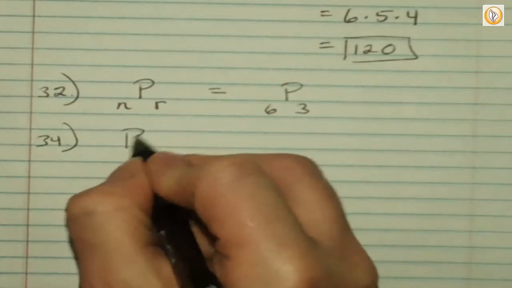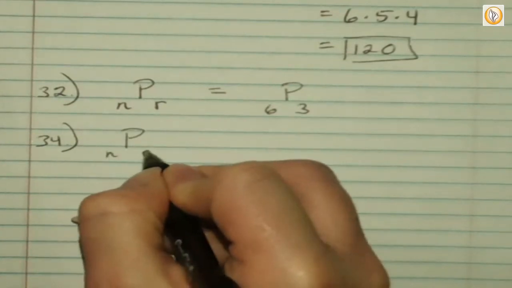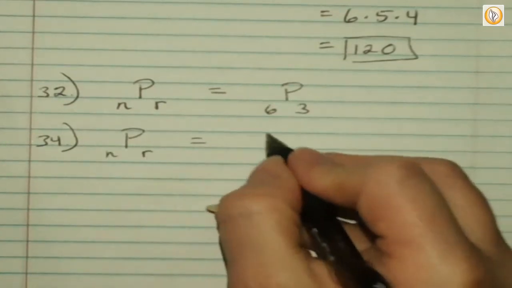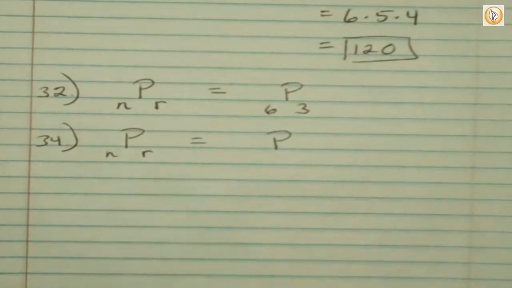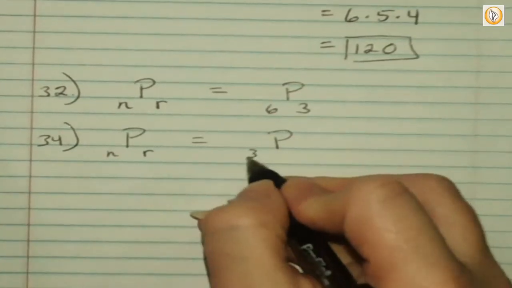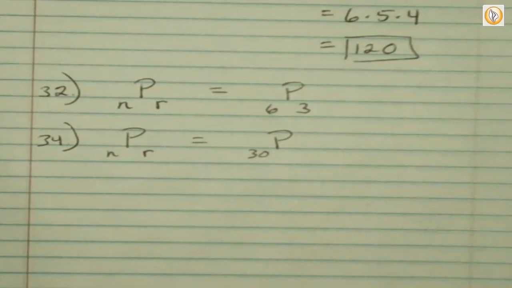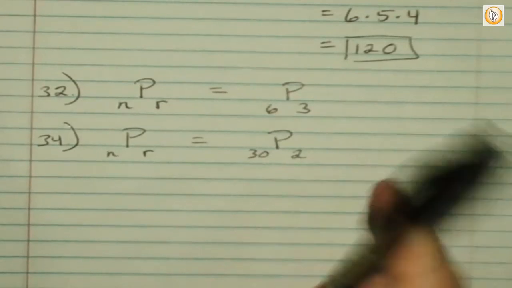So again, we have N and R is what it's supposed to look like. So Michaela, read number 34. An organization with 30 people in it must choose 2 people for different jobs. So what would be your total number of things? 30. That's right. And what are you choosing there? 2. That's right.